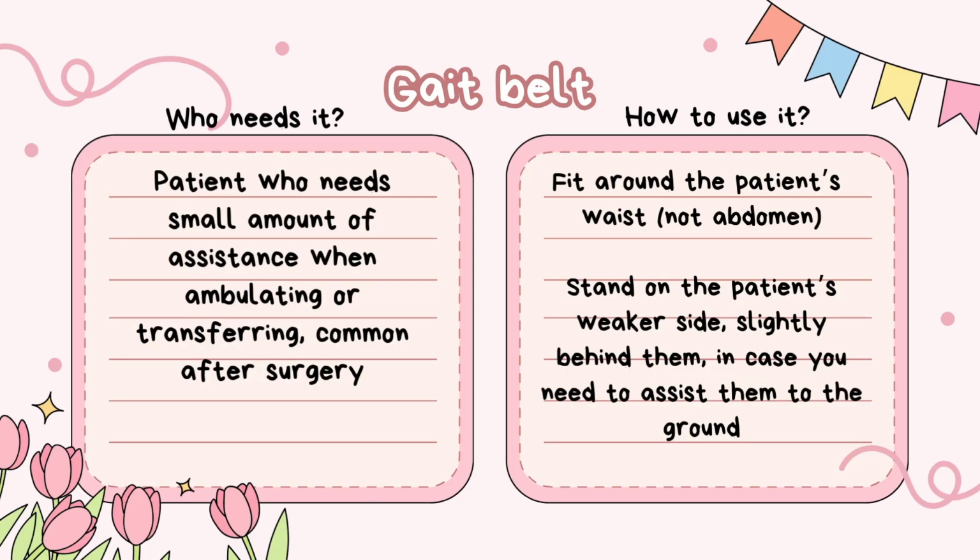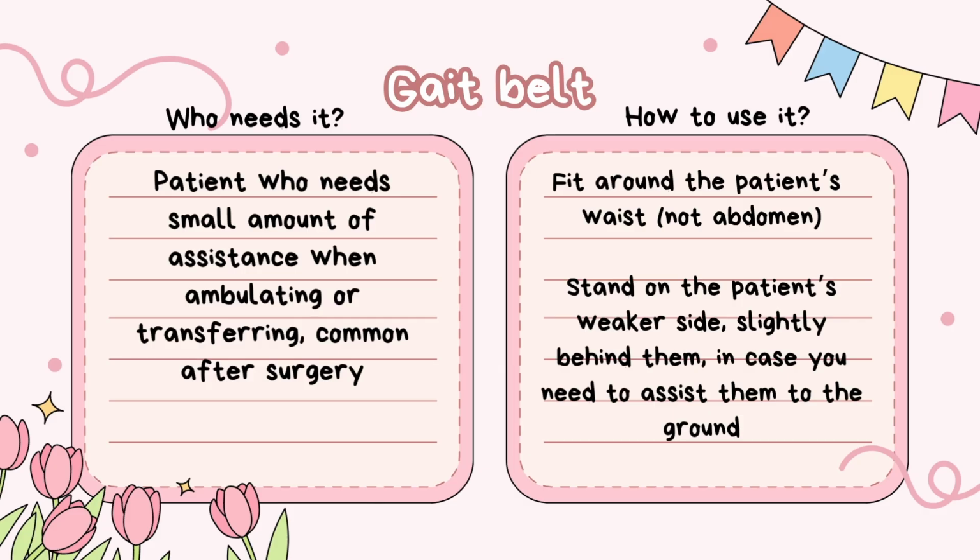Additionally, we don't want to forget about gait belts. Lots of patients use gait belts in a hospital setting. It's when they need a small amount of assistance when ambulating or transferring, and it's really common when someone's recovering from surgery. How we use it is we fit a gait belt around the patient's waist.